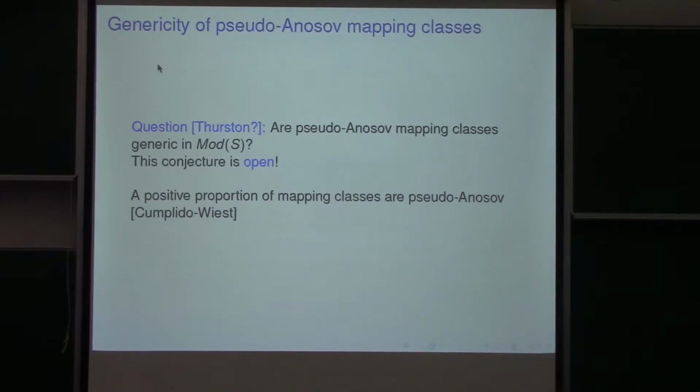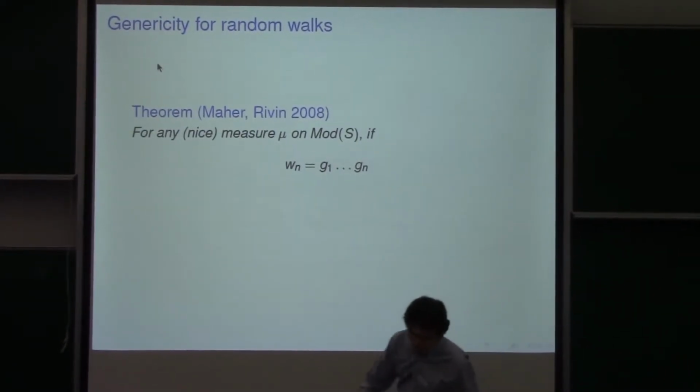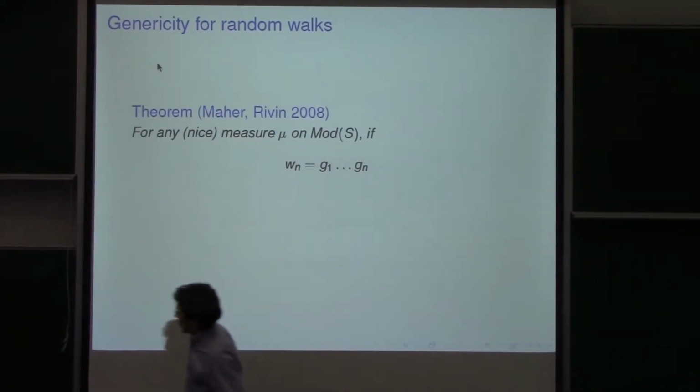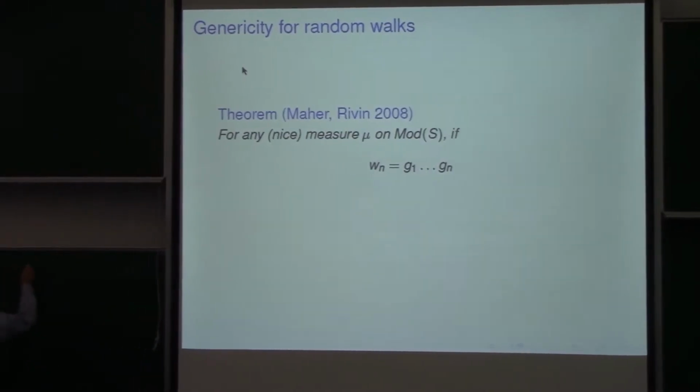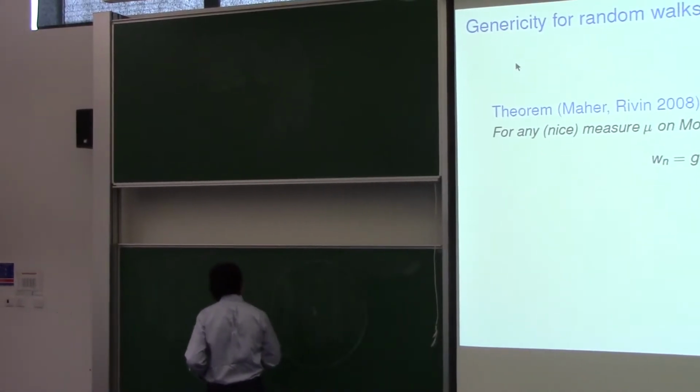So in general, what is this type of setup? But you can do something else. Instead of counting with respect to balls, you can count with respect to random walk. So the picture is you have a space, and you start with a point, and then what you do?